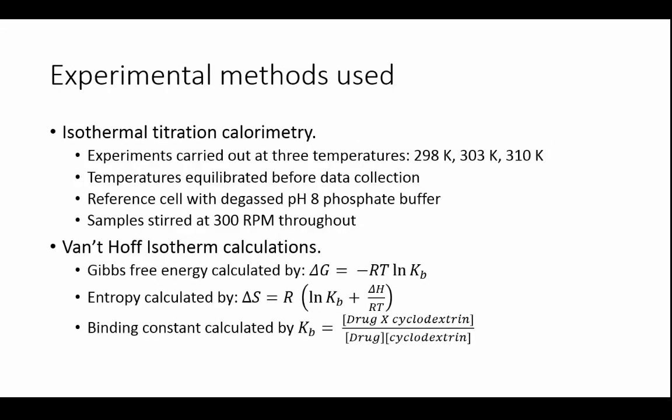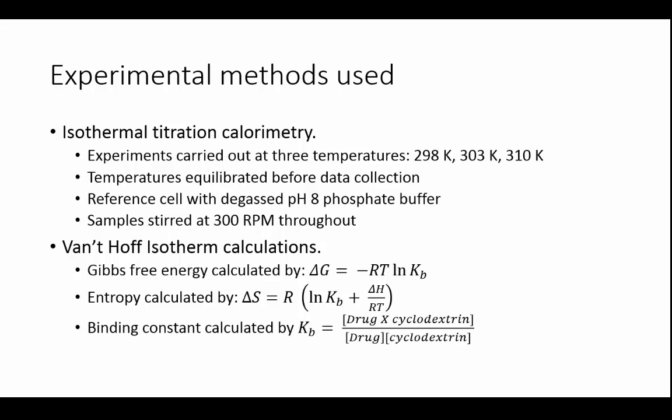The ITC experiments were carried out at 3 temperatures, 298 Kelvin, 303 Kelvin, and 310 Kelvin, the last of which is body temperature, which is important for pharmaceutical purposes as the drugs go into the body, and it's important to know how they will react once they're in there. The instrument was allowed to equilibrate at each temperature with the samples loaded before the collection of data began.